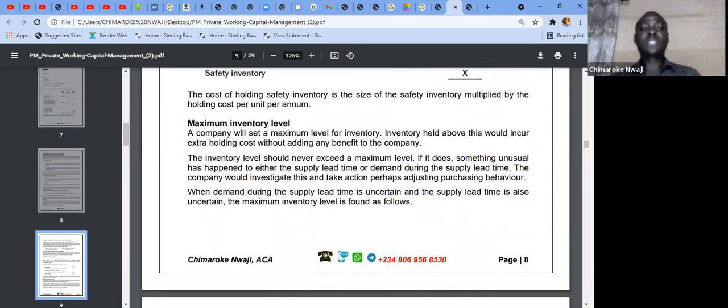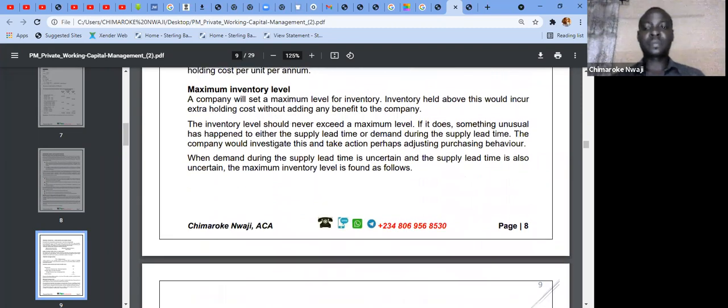Now look at maximum inventory level. A company will set a maximum level of inventory. So why are they setting this maximum level of inventory? Inventory held above the maximum would incur extra holding costs without adding any benefits to the company. And so there is a need for you to hold a maximum level. The inventory level should never exceed that level.